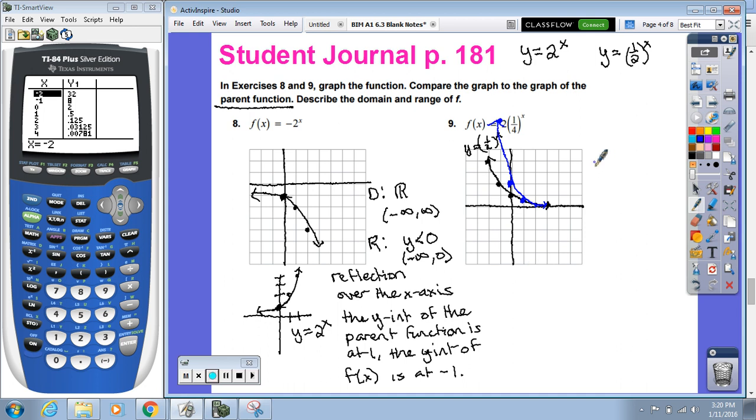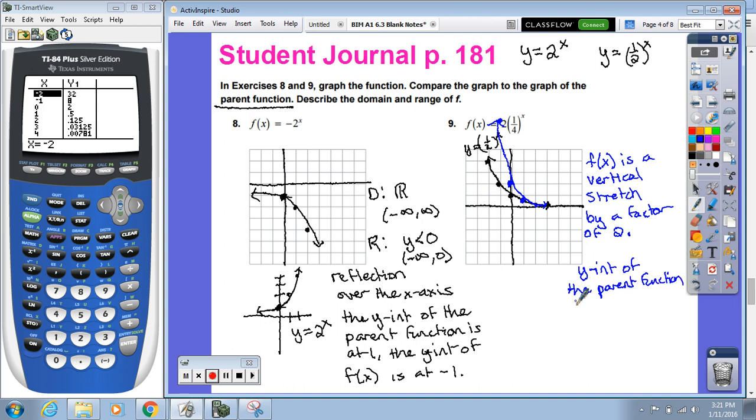We want to get very specific. We can say that the graph of f of x is a vertical stretch by a factor of 2. We could also say that the y-intercept of the parent function is 1, and the y-intercept of f of x is 2.